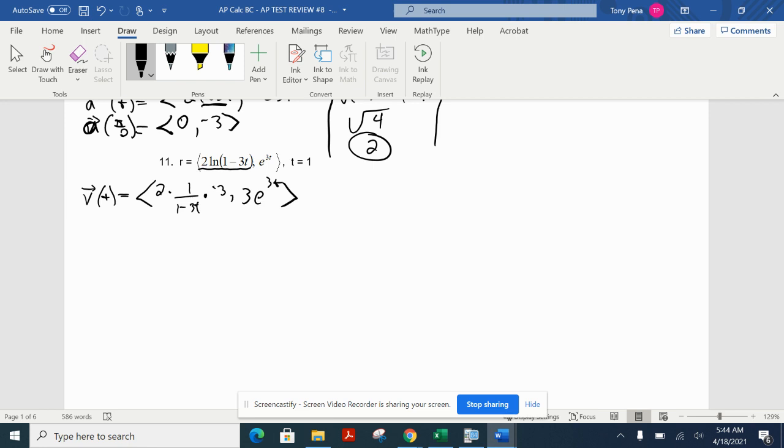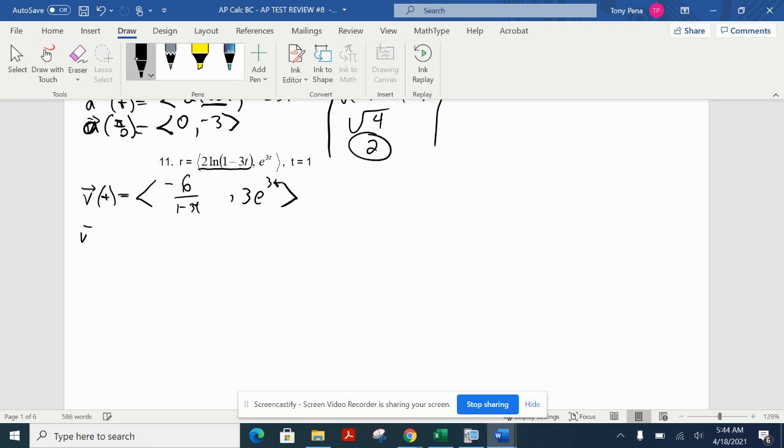Let's clean that up a little bit. I may just cheat. I have a little bit of room here, so I have enough space to do all this. So let's multiply those together. That's just going to give me -6 over 1 minus 3t. So let me erase all that. So -6 over 1 minus 3t.